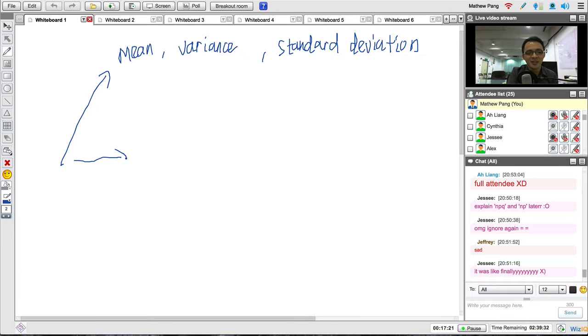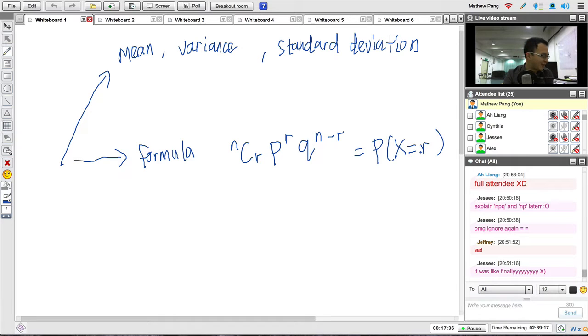Second, you will see a formula. It's something like nCr, p to the power of r, q to the power of n minus r. It's something like P(X = r). I hope I didn't remember the formula wrongly. Is the formula correct?